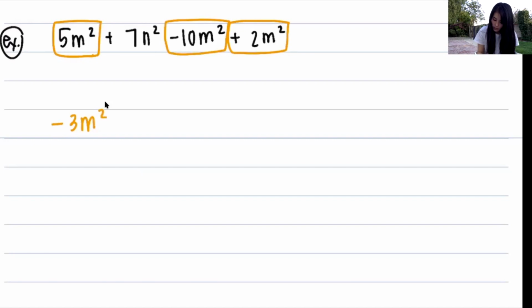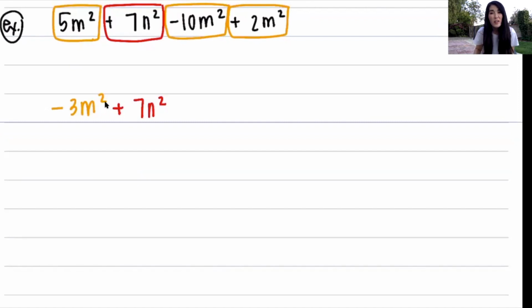All right, and then take a look at your second term. Those are our n squares. There's nothing to combine it with, so you're going to leave it the same. So we're going to leave that 7n squared. And again, it is positive, so you're going to show that with a plus sign there. All right.